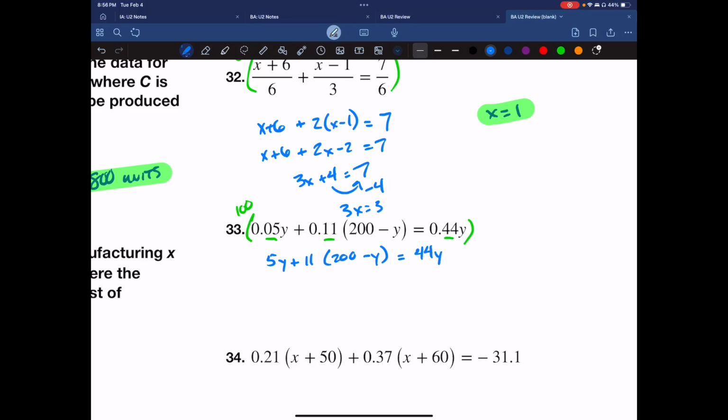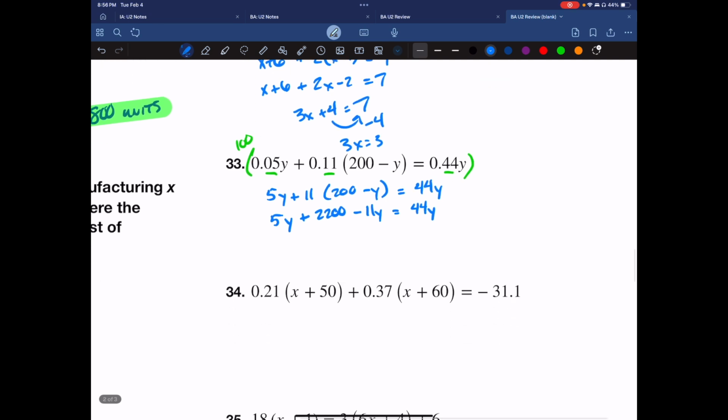So now I'm through with all my decimals, and I'm going to distribute this. So 5y, 11 times 200 is 2200, minus 11y equals 44y. Clean this up. This is going to be negative 6y plus 2200 equals 44y. I'm going to add 6y to the other side. So it's going to be 2200 equals 50y. Divide by 50, you'll see that y equals 44.